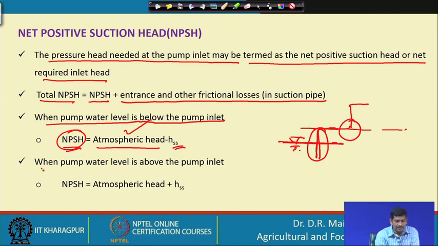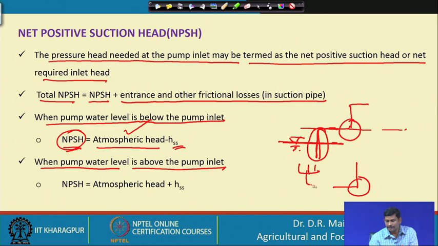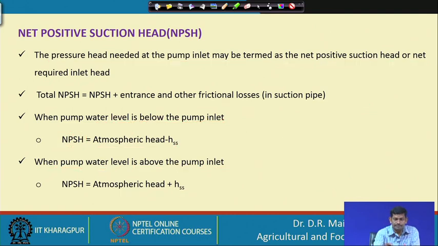And then when the pump water level is above the pump inlet, suppose the water level is here and you are pumping it to the top. In this case the net positive suction head is equal to the atmospheric head plus HSS, that is the static suction head.